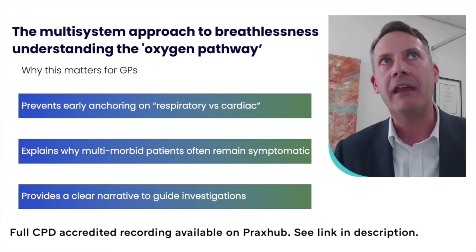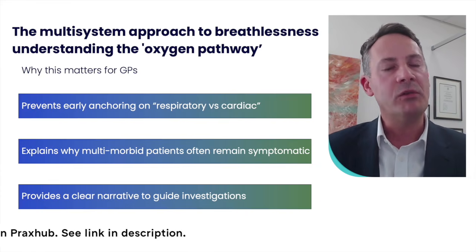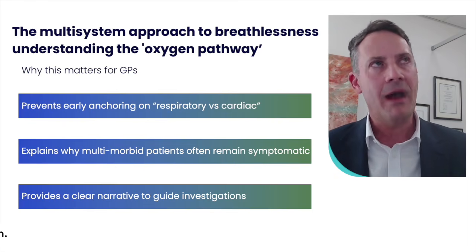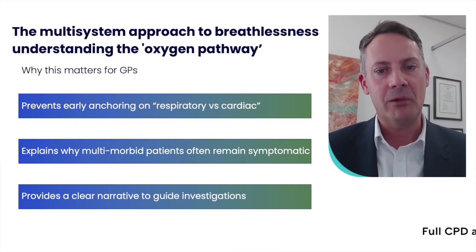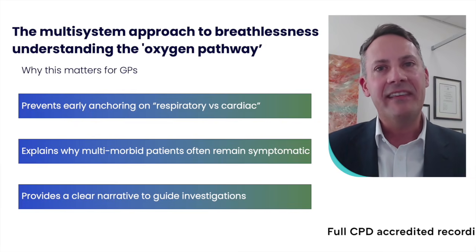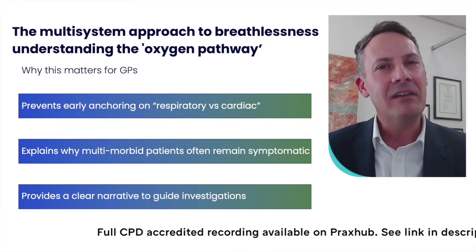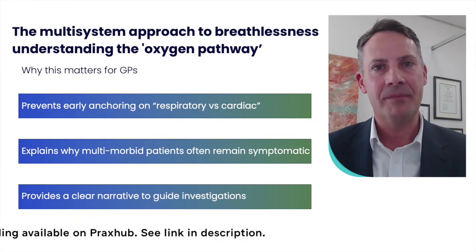But it also explains why some multimorbid patients who have multiple things going on, they've got a little bit of heart disease, they've got a little bit of lung disease, they're overweight, they're sarcopenic, so they've got low muscle bulk. Why fixing one thing, like their heart or giving them a puffer, doesn't truly fix their breathlessness, because there's other things going on as well.